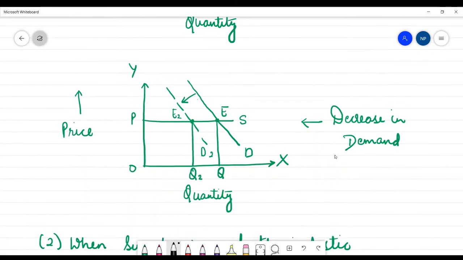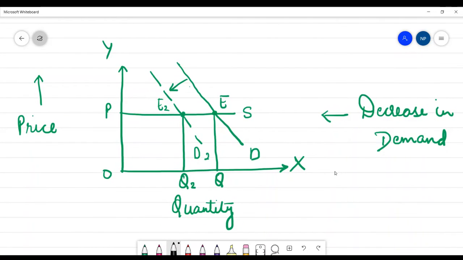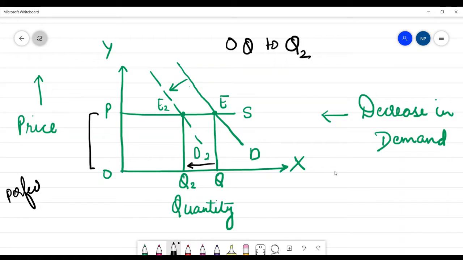The next case we are going to see under this is decrease in demand. What happens when there is decrease in demand? If you see the graph, when the demand decreases, that means from OQ it is decreasing to OQ2. That means it is going towards the left hand side. We can see the supply curve is again the horizontal line parallel to the x-axis. The price over here remains constant. Why? Because this decrease in demand is again a case of perfectly elastic supply.